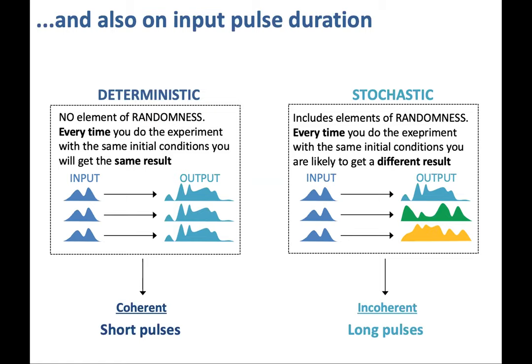Now, if you increase the pulse duration and inject that into your fiber or waveguide, then the dynamics will start becoming increasingly stochastic, which means that they include some element of randomness. So every time you perform the experiment with the same initial condition, you will most likely get a different output result. And this is what we call the incoherent regime. It's typically observed for pulses which are longer than a few hundred femtoseconds.